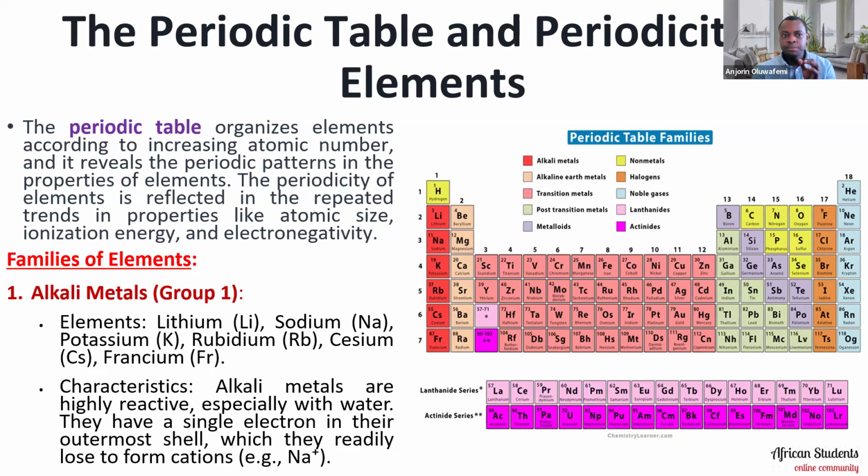And the characteristics of the alkali metals are they're highly reactive, especially with water. They have a single electron in their outermost shell, which they readily lose to form cations. So an example is sodium and every other one, like potassium, they want to lose that extra electron, and when they do that, they form cations. So that's the first family.